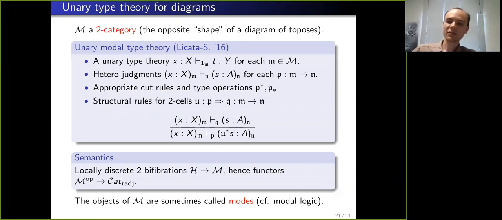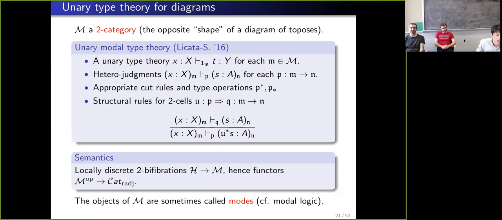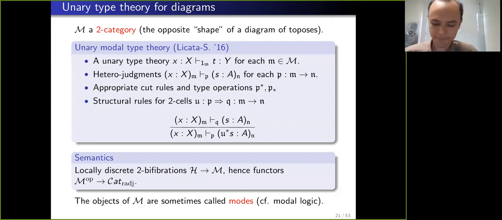Any other questions? The internal universes is just in the one topos case. Like, right. Yeah. Thanks.